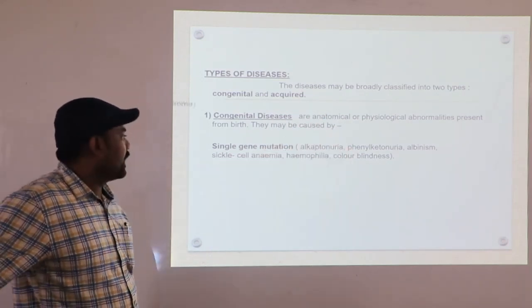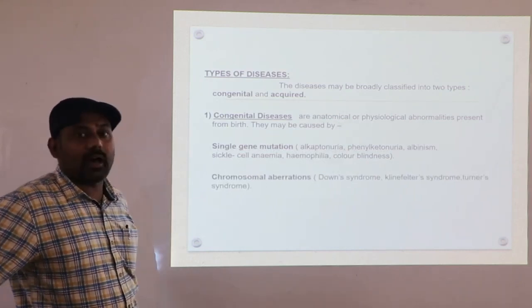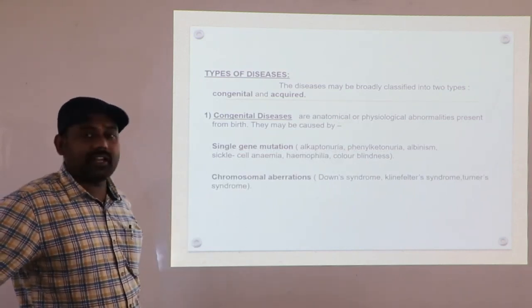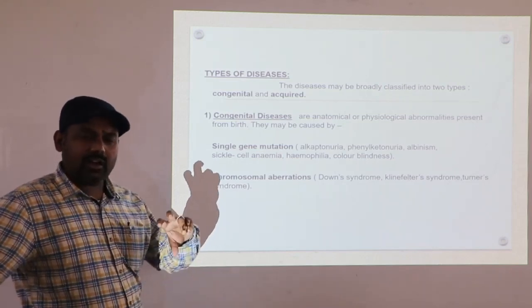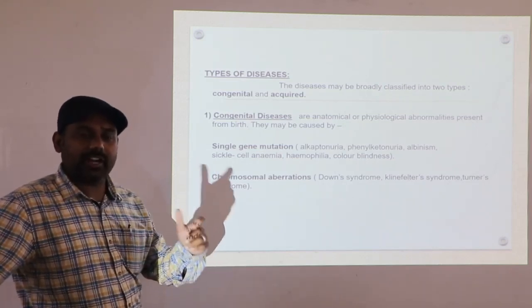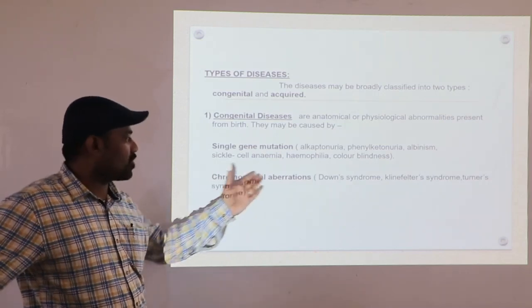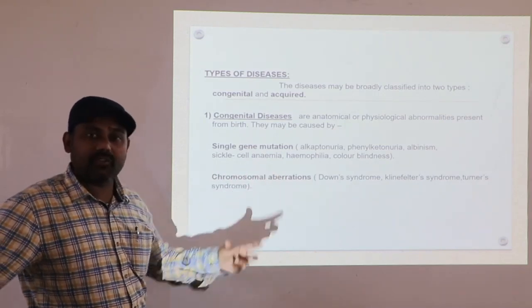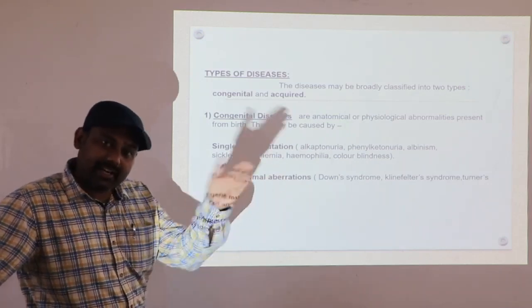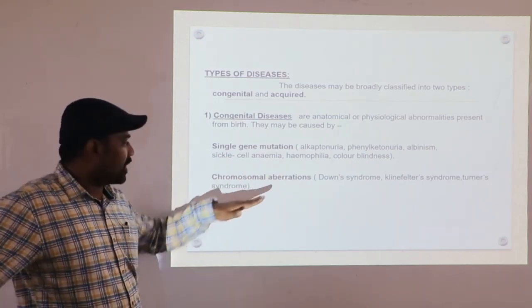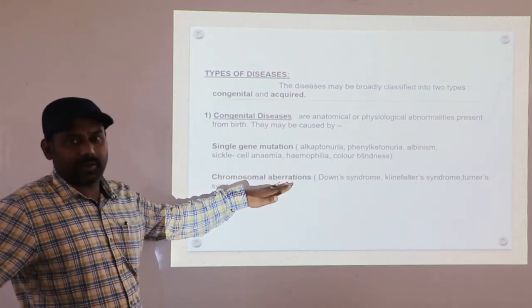Clear? Don't worry. Next, chromosomal aberrations. Chromosomal aberrations refers to a kind of change in the arrangement of chromosomes. It may be duplication of a chromosome, deletion of a chromosome, or extra addition of a chromosome. They are simply called chromosomal aberrations. Clear?